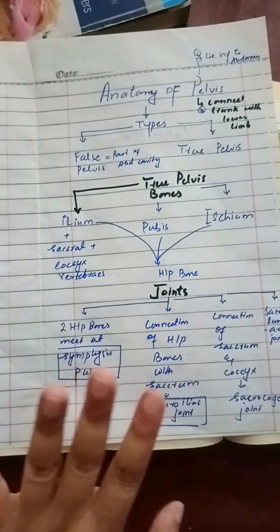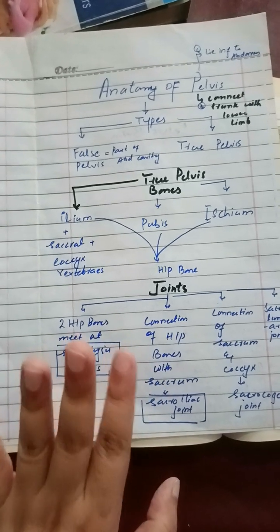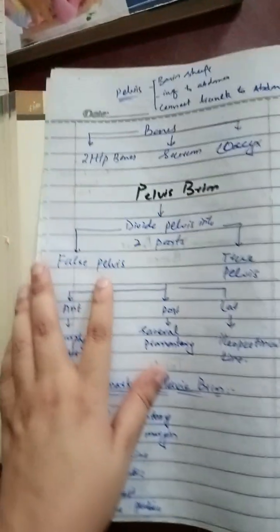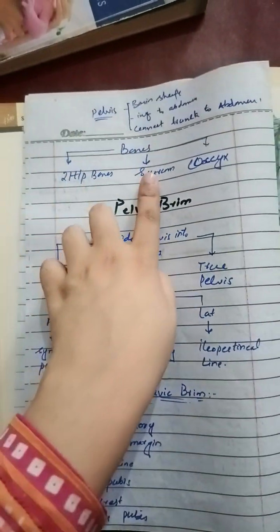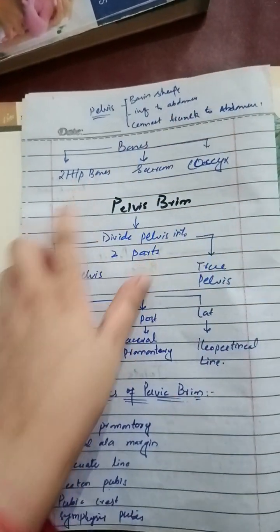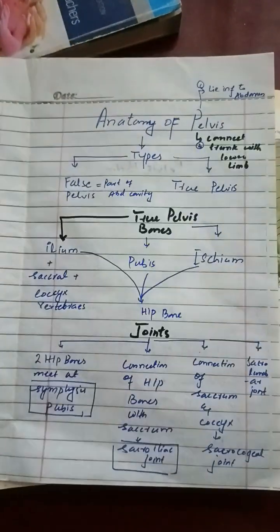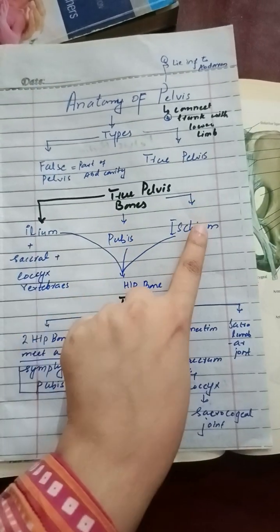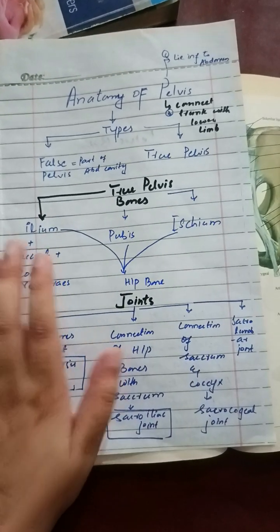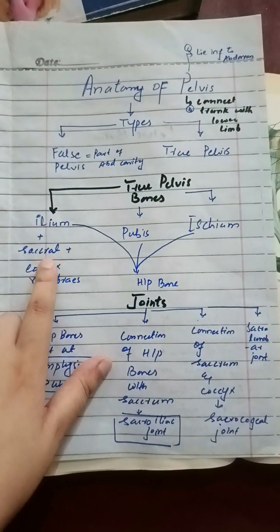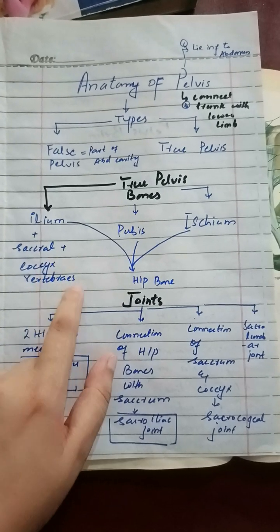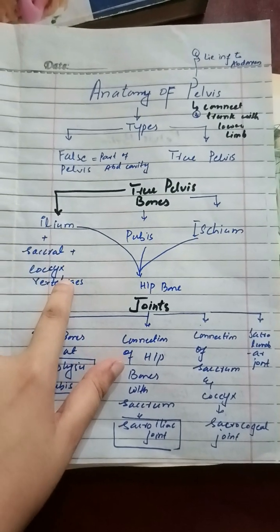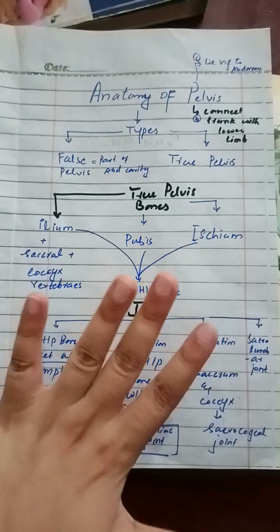Now, the true pelvis is basically made up of bones: two hip bones, the sacrum and the coccyx. Each hip bone consists of three bones: the ilium, pubis and ischium. The sacral bone consists of five fused sacral vertebrae, while the coccyx consists of four fused coccygeal vertebrae.